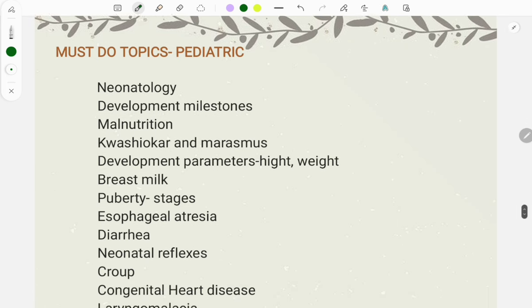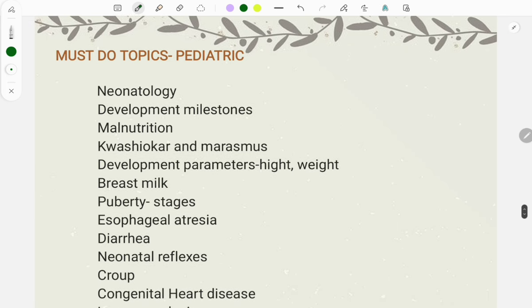So let's start from pediatrics. The must-do topics which you must do. First and the important is neonatology. So the questions asked from neonatology are on neonatal resuscitation, neonatal meningitis, neonatal sepsis.